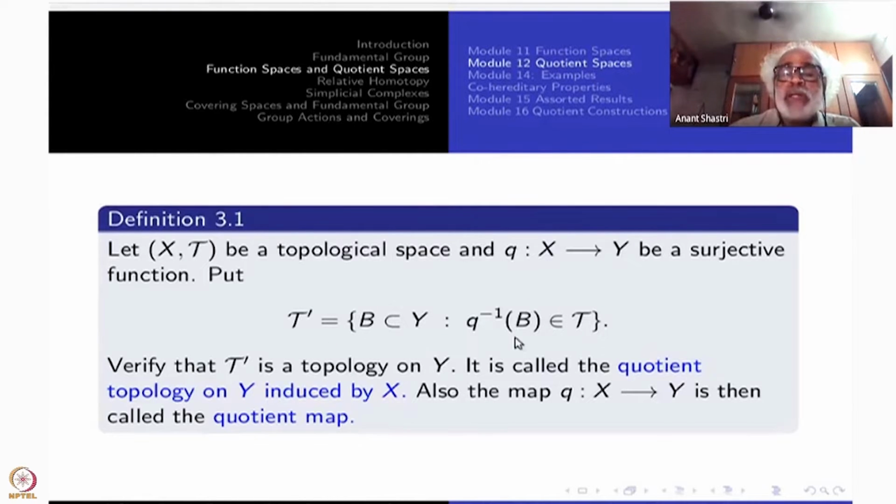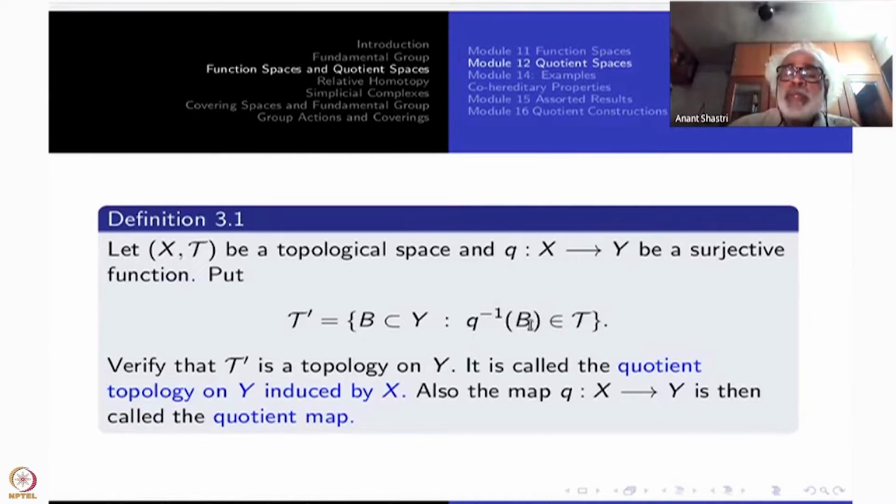Very easy to check. Namely, Q inverse of the intersection of two sets B1 and B2 is nothing but Q inverse of B1 intersection Q inverse of B2. So since tau is a topology, that intersection belongs to tau prime.